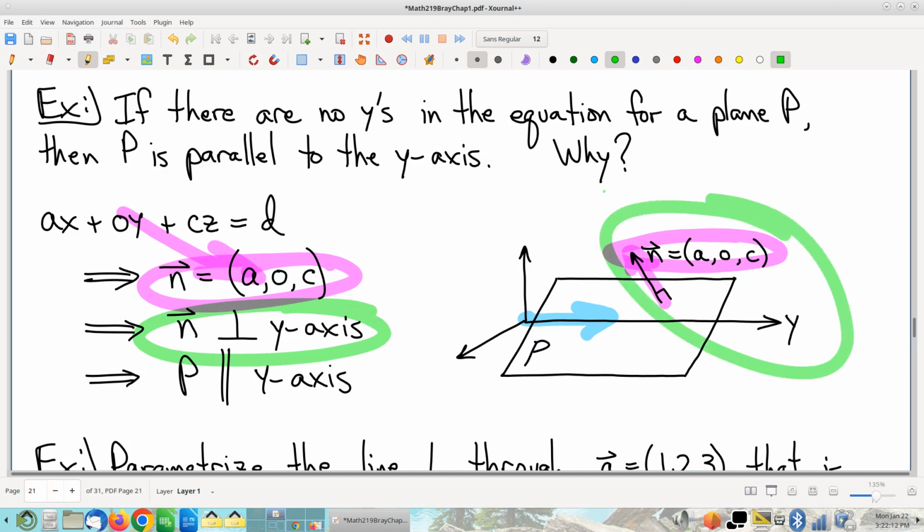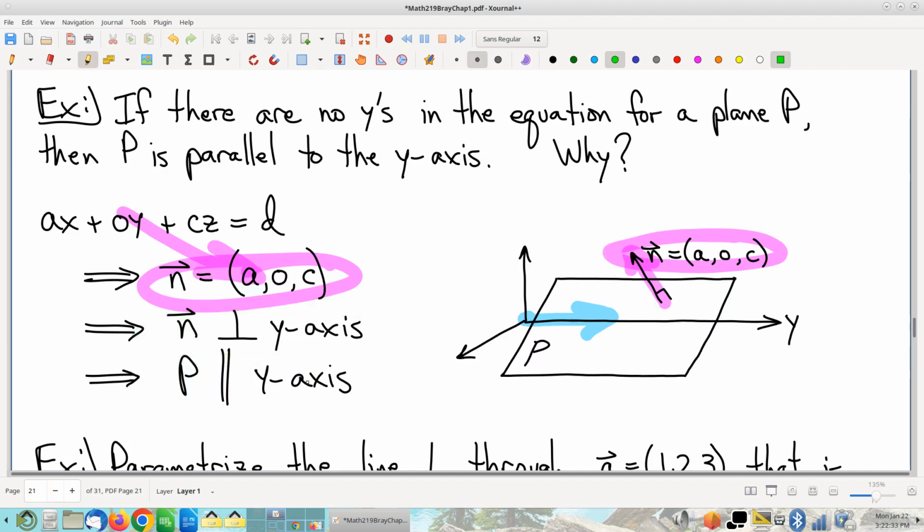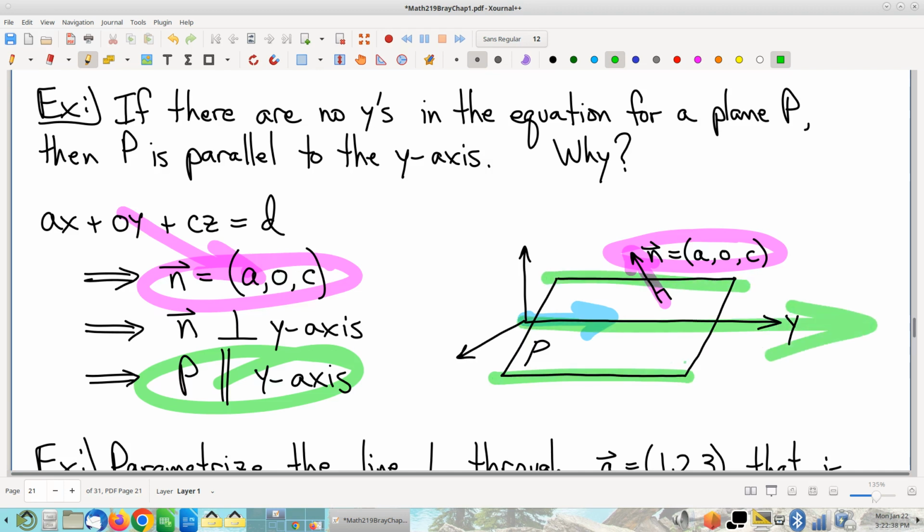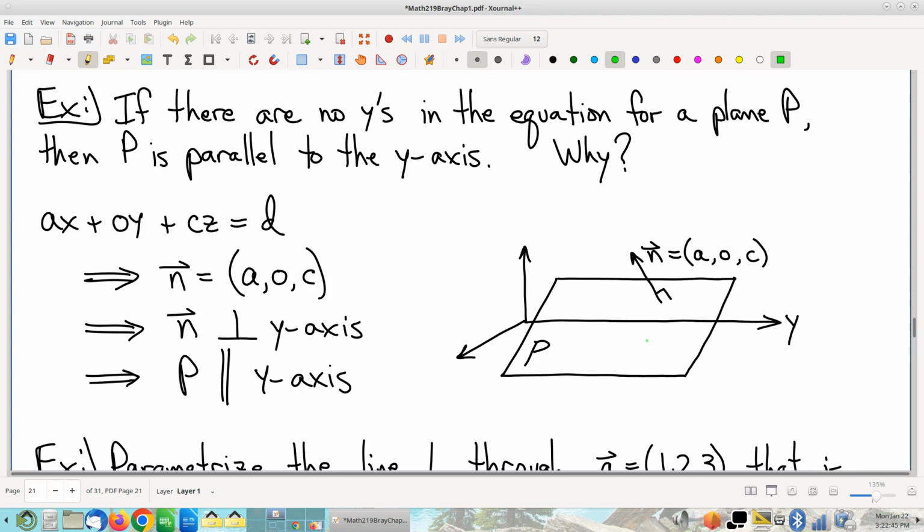And now I'm just going to make a geometric appeal. If the plane is perpendicular to the normal vector, and if the normal vector is perpendicular to the y-axis, again, geometric appeal, think about what that unavoidably would have to mean. The conclusion is that the plane must be parallel to the y-axis. So this plane here has to be parallel to the y-axis. So, nice little freebie result. Okay, is everybody okay with that? Everybody's happy? Right. Okay, next one.